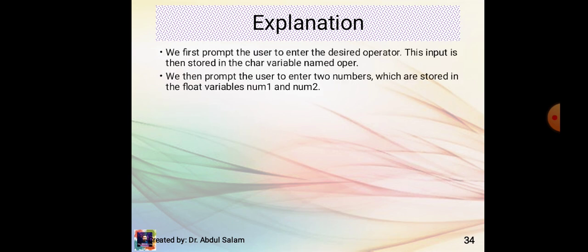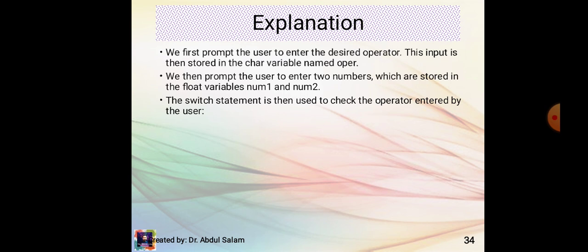We first prompt the user to enter the desired operator. This input is then stored in the character variable named oper. We then prompt the user to enter two numbers, which are stored in the float variables number1 and number2. The switch statement is then used to check the operator entered by the user.